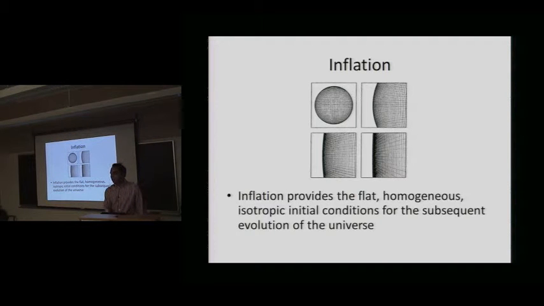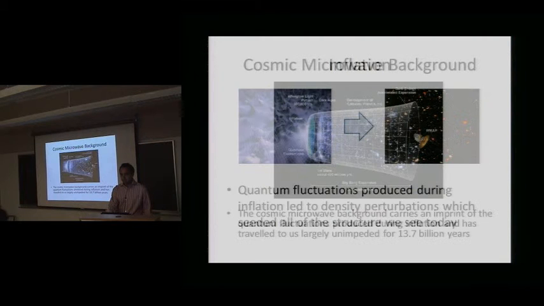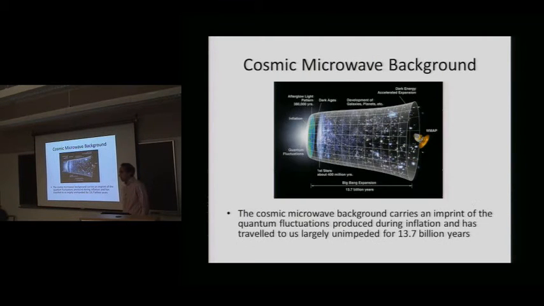But it wasn't completely flat, homogeneous, and isotropic, but instead there are, very importantly, small quantum fluctuations that were generated during inflation, which produced density perturbations, which then sourced all of the structure that we see today. This would be more the focus of the talk. So the two main observables that we use to study inflation are the cosmic microwave background and large-scale structure.